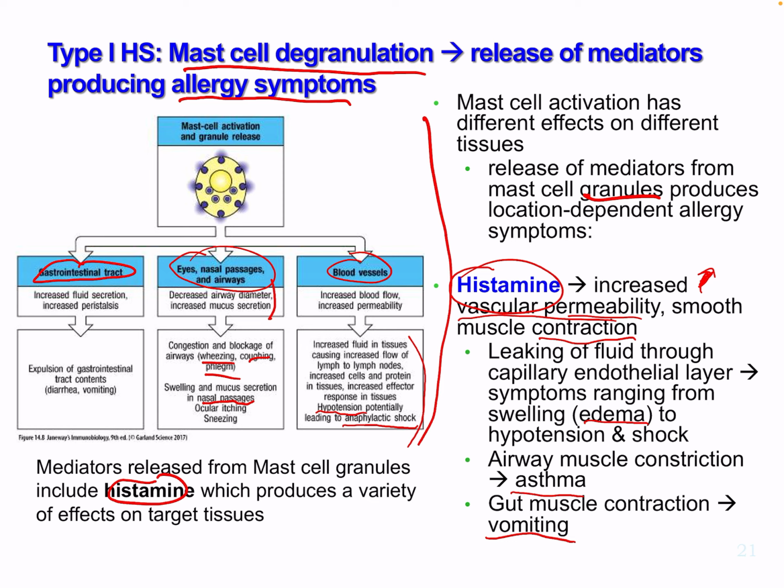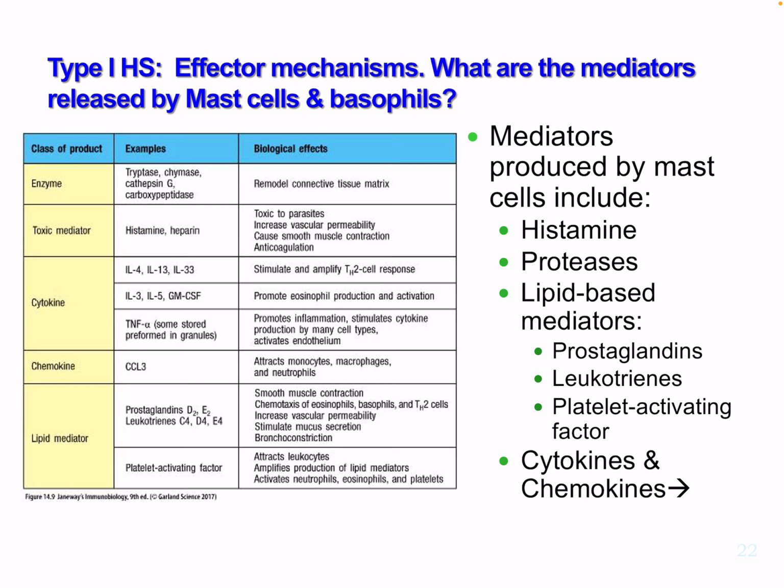In the gastrointestinal tract, again, we can have increased fluid secretion and increased peristalsis. This can cause expulsion of gastrointestinal tract contents through diarrhea or vomiting. And again, these can range from mild to extremely severe. So the mediators produced by mast cells include, as we mentioned, histamine, proteases, and lipid-based mediators, which include prostaglandins, leukotrienes, and platelet activating factor, as well as cytokines and chemokines. So here's a bunch of examples of products released in type 1 hypersensitivity.